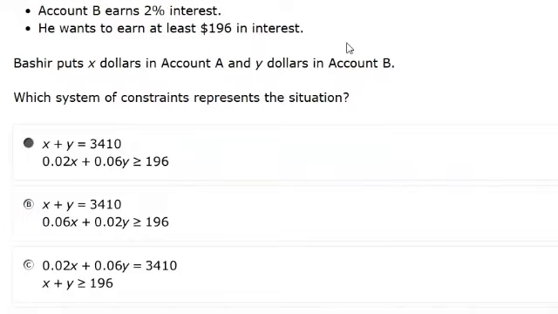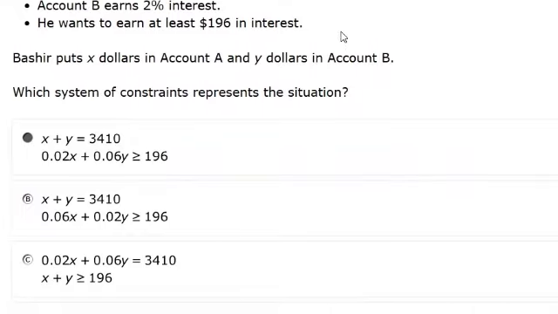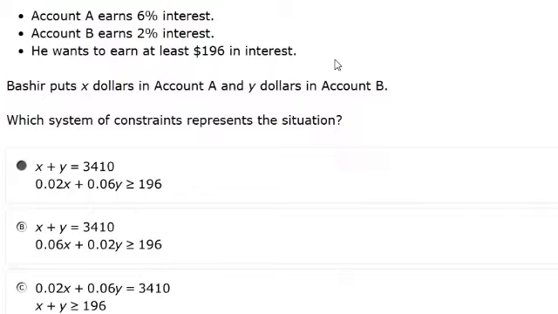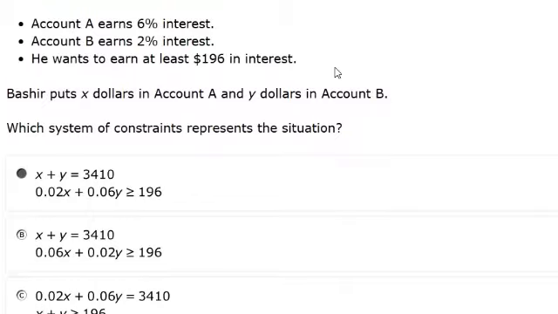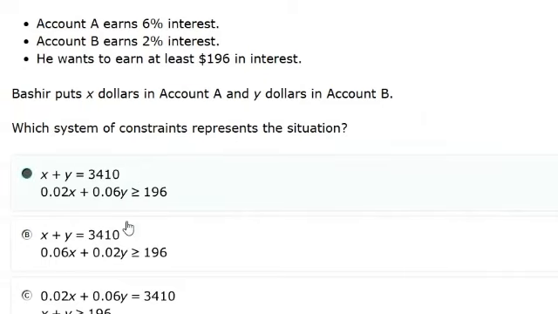Is it this? Okay, x plus y is obviously 3, 4, 1, 0. So at least 196. Right. See, what is x and what is y? What is the difference between option A and option B? They switch the x and they switch the y. So which one should be the correct one? That's the one I meant to press. Sorry.